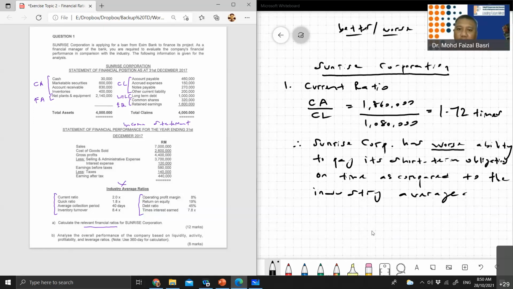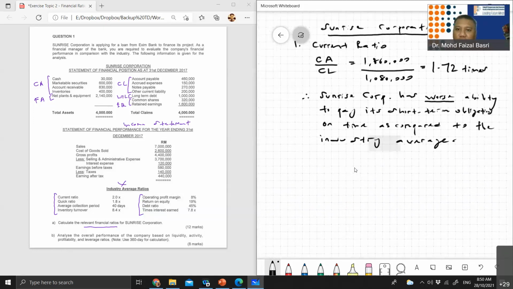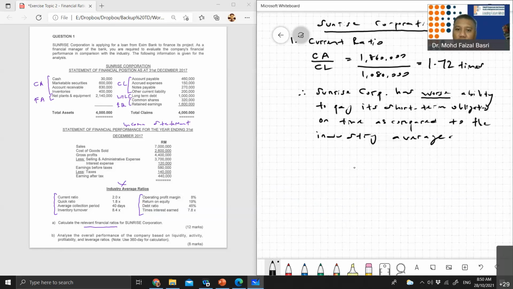If there's no question, okay, let's move on to the second ratio. The second ratio is known as the quick ratio. Quick ratio is also known as the acid test ratio. Okay, the other name there is acid test ratio. So it's quite similar to the current assets, current liabilities ratio.